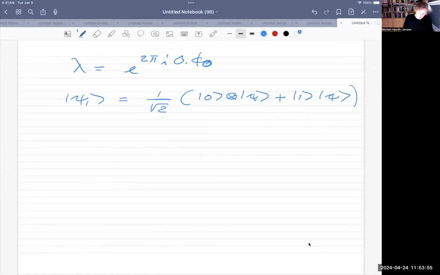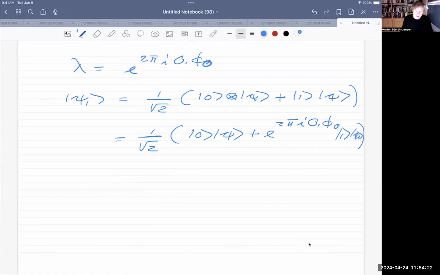And when we now plug in the results from the operations with the exponentials, we end up with psi, and we are writing this in a more sloppy notation, plus e of 2 pi i 0 phi 0, multiplied with 1 and psi. Now, what we see is that the phase factor, the way it works in this kind of quantum Fourier transform, it's actually irrelevant whether we look at this qubit 0 or 1, and the state psi.